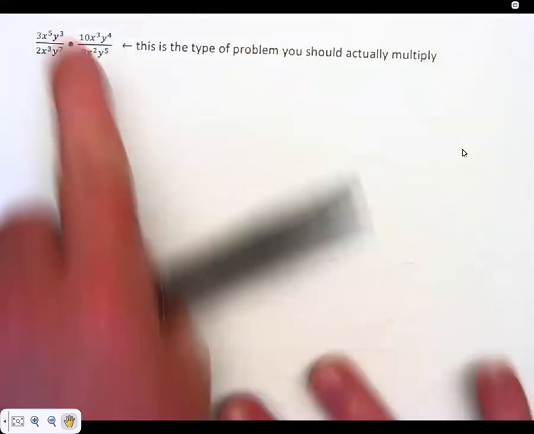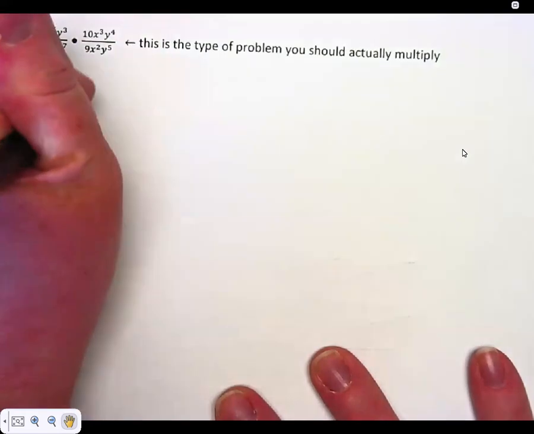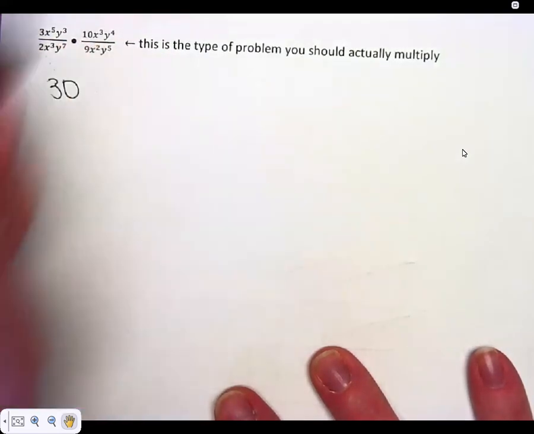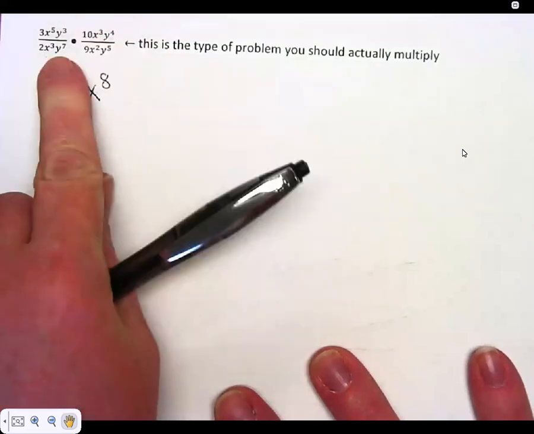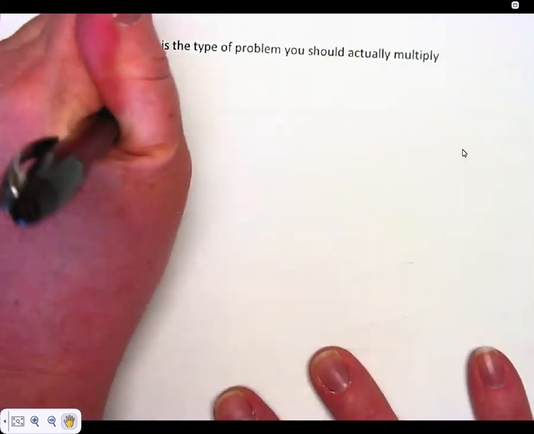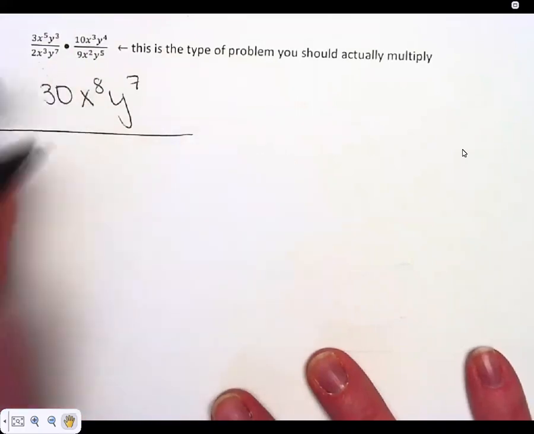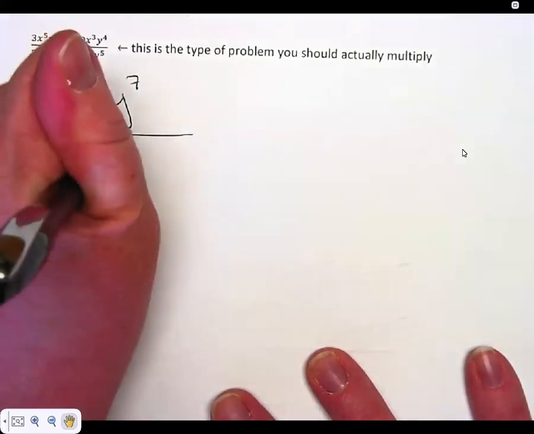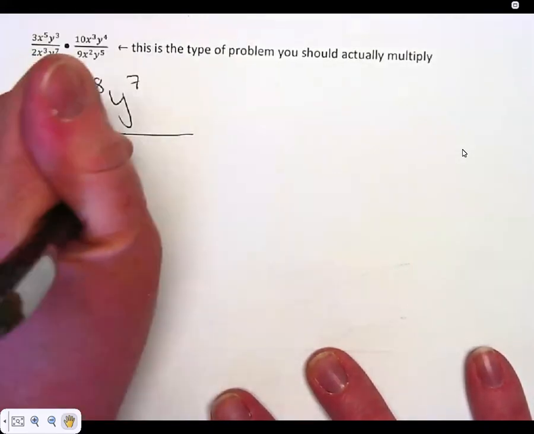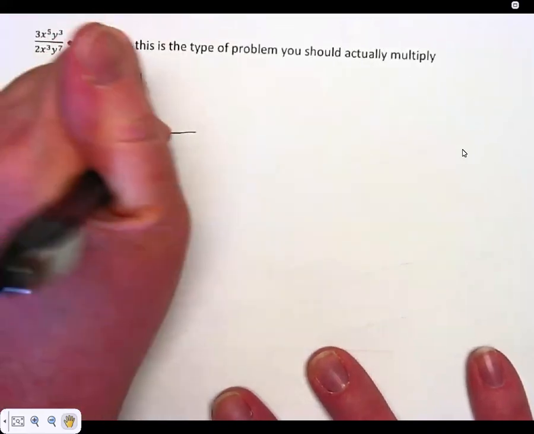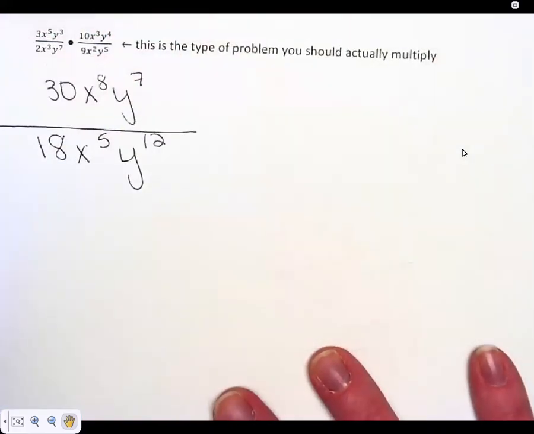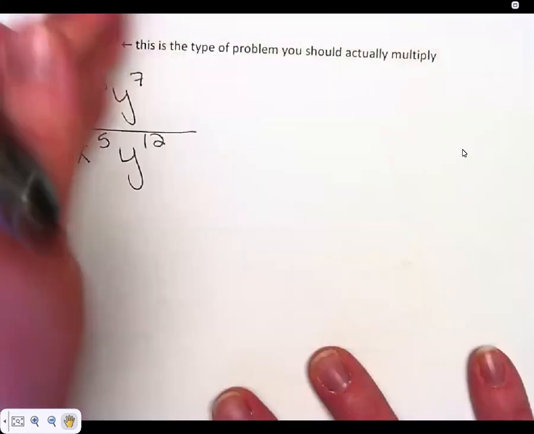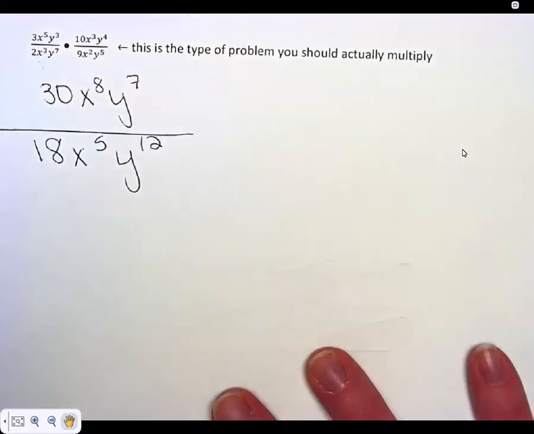So multiplying across the top, you do 3 times 10, which is going to be 30. And if you have 5 x's and 3 x's, that would be 8. 3 y's and 4 y's would be 7. On the bottom, you got 2 times 9, which is going to be 18. 3 y's and 2 y's is 5 y's. 7 and 5, you have 12 y's, or 5 x's rather, and 12 y's. And then you reduce. So you would reduce 30 over 18 like it's a fraction. If you divide them by 6, it is going to be 5/3.